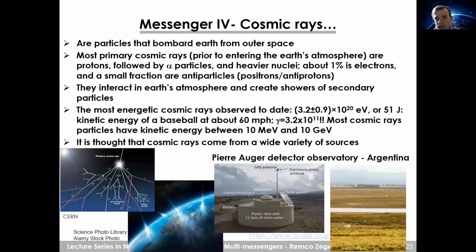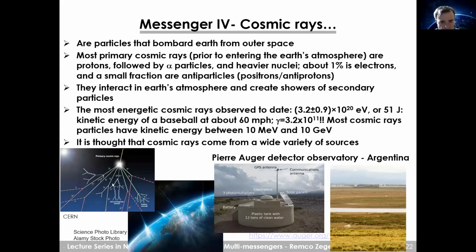Now, there are other messengers. A very well-known messenger is cosmic rays. Cosmic rays are particles that bombard Earth from outer space. Most primary cosmic rays, prior to entering the Earth atmosphere, are protons, maybe alpha particles, and maybe some heavier nuclei. A small fraction of them is electrons as well. There's also a small fraction of them that are antiparticles, like positrons or antiprotons. And these particles interact in the Earth atmosphere, and they create showers of secondary particles.